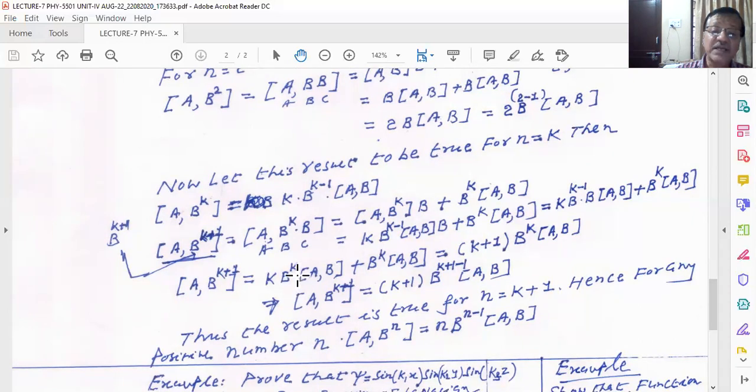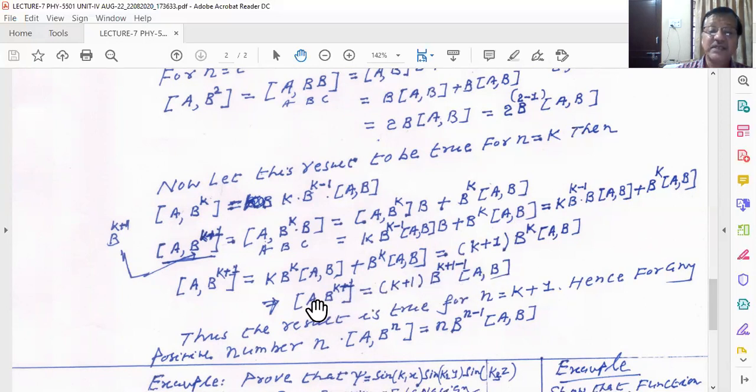So this term you can take outside, b to the power of k and the commutator of AB. So it is k plus 1, right? So you see this is k plus 1, and you can write k plus 1 b to the power of k times the commutator AB. Look at this. I hope you understand this step. So the commutator of a with b to the power of k plus 1 equals k plus 1 times b to the power of k, which I can write as b to the power of k plus 1 minus 1, because the 1 cancels, times the commutator AB.